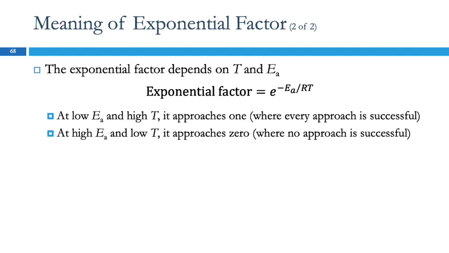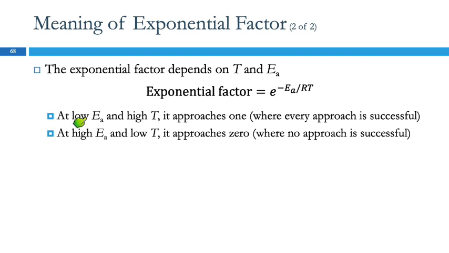So let's talk about that exponential factor a little bit more. So the exponential factor depends on the activation energy, and it depends on the temperature. So if this exponential factor is larger, closer to 1, then we have more approaches being successful. So if we get to 1, that means every approach is successful. You get the ball over the hump every single time. If that factor is 0, that means you never get it over. None of your approaches, none of your putts are successful in getting it over that hump.